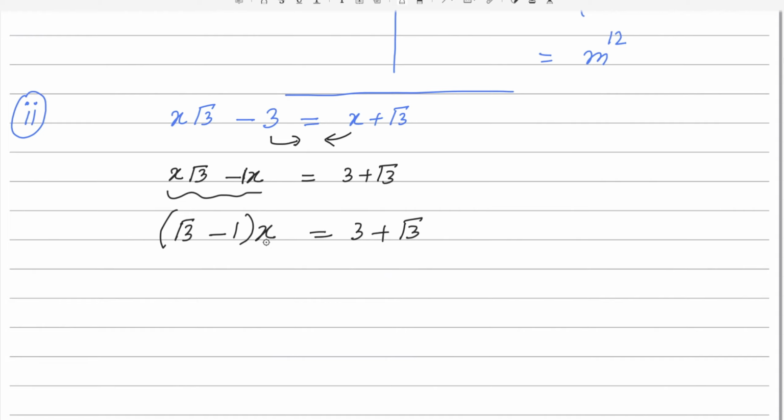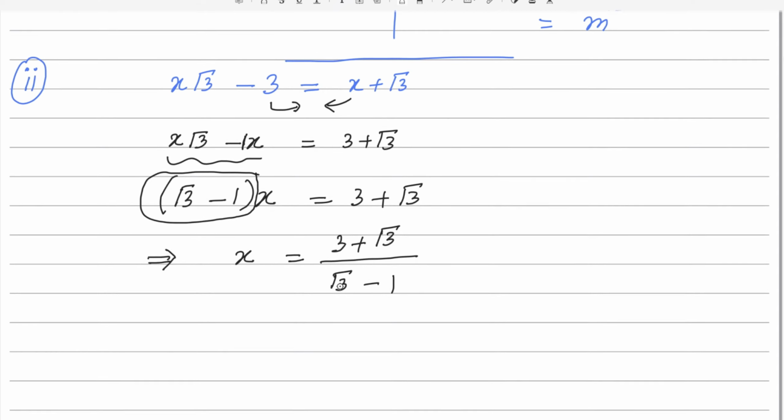We want to get the value of x and we want x alone. Because this value is multiplying here, it will divide to the other side. x will be equal to (3 plus square root 3) divided by (square root 3 minus 1).